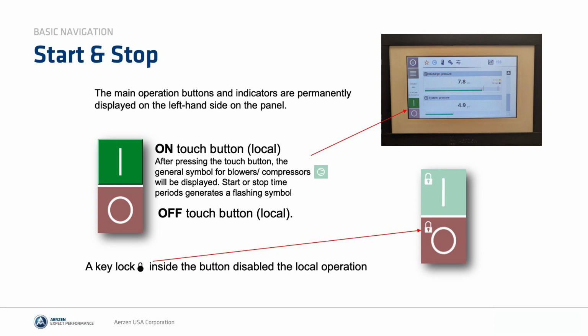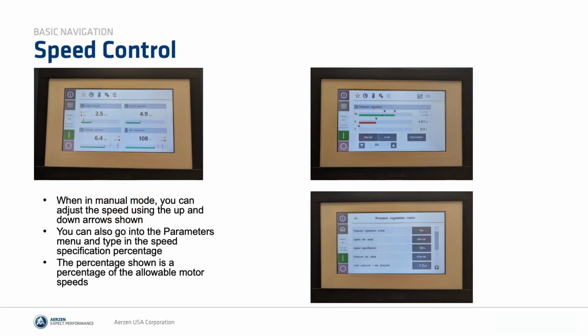In the event of a warning fault case, the machine will not be able to start until the fault is cleared. When in local operation, adjust the speed of the blower by first navigating to the Settings tab, and then simply using the up and down arrows located on the screen to change the speed percentage. Alternatively, you can hit the Parameters button and manually input the desired percentage.